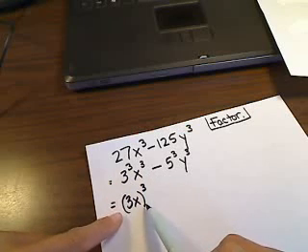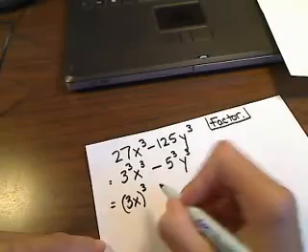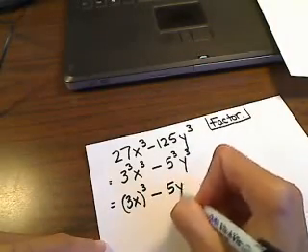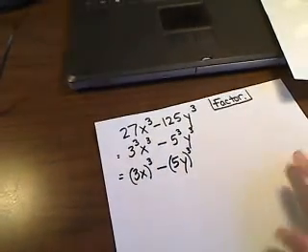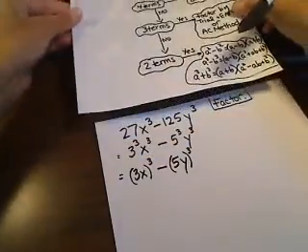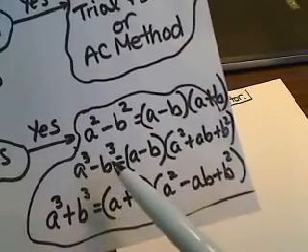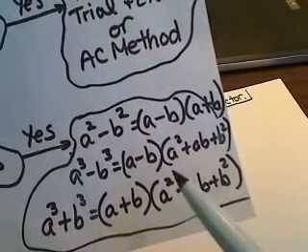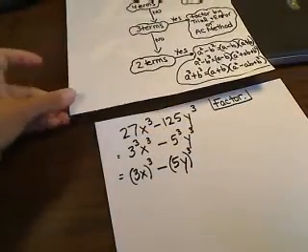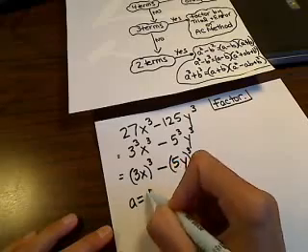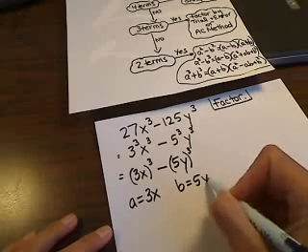I've actually used that to write this as a quantity cubed because I want to be able to identify my a and my b in the formula. So this is also 5y quantity cubed. Okay, so my formula says, and let's bring it up close here, a cubed minus b cubed factors into a minus b, a squared plus ab plus b squared. Okay, so I want to identify my a. My a is 3x, and my b is 5y.